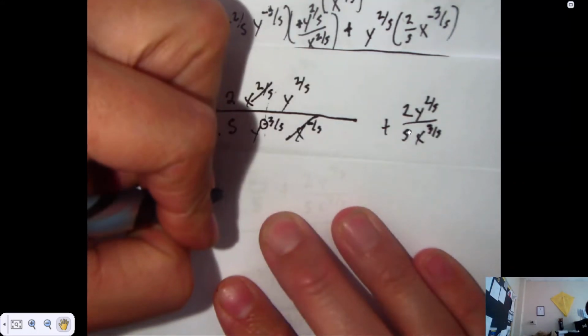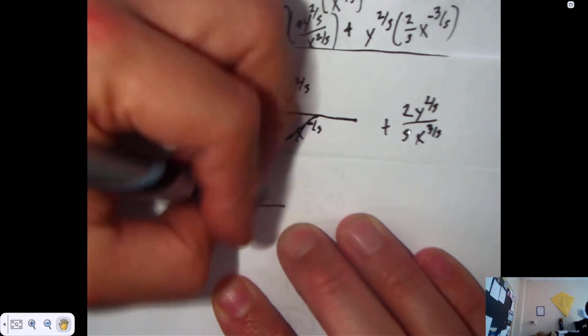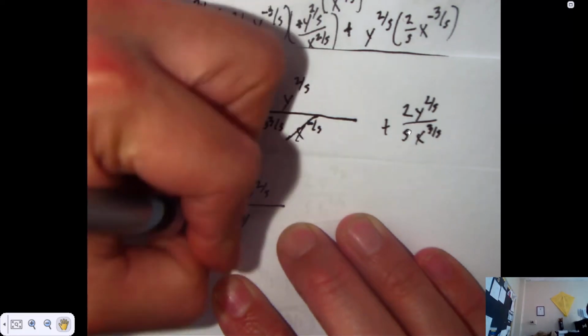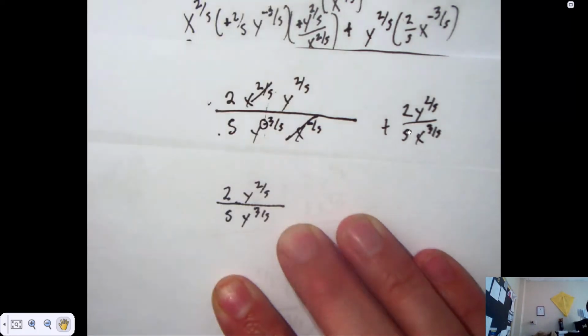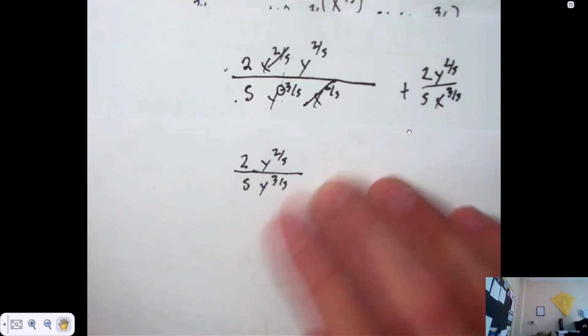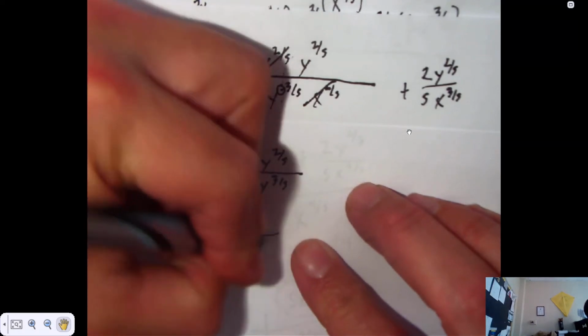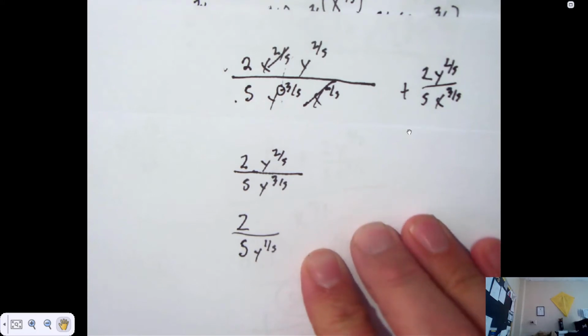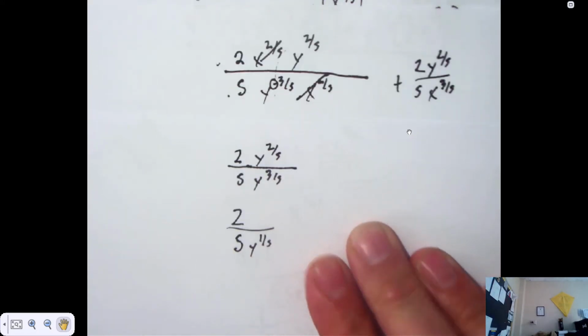Alright, so I should have 2 over 5, and I can actually make this one better now. Y to the 2/5, y to the 3/5. And I can reduce that thing a little bit more. 3 minus 2 is 1. So 2 over 5y to the 1/5 power, which is something you're starting to see in the answer document, right? Yeah, something we're starting to see. Plus 2y to the 2/5, 5x to the 3/5.